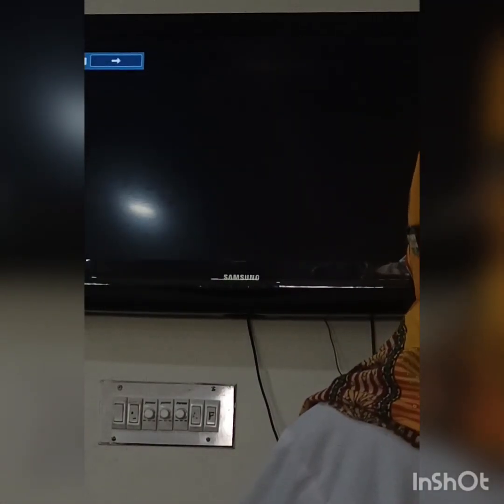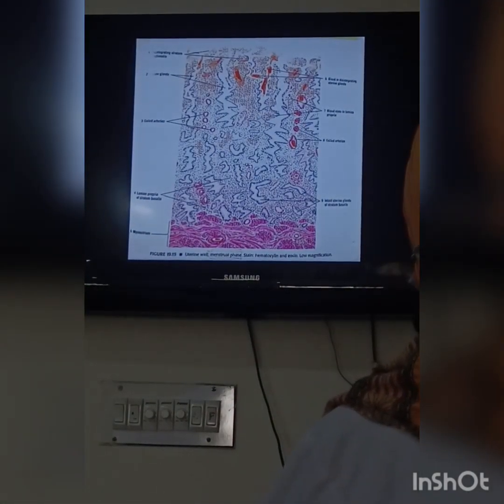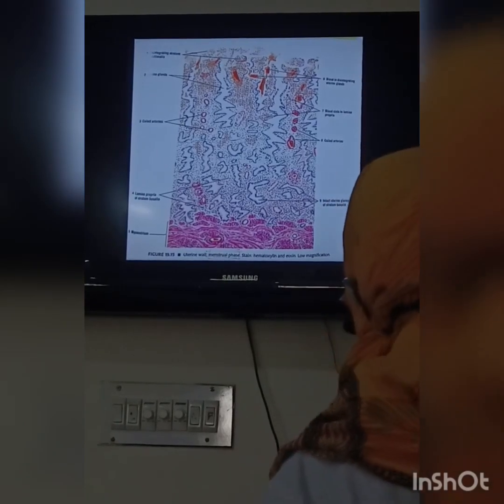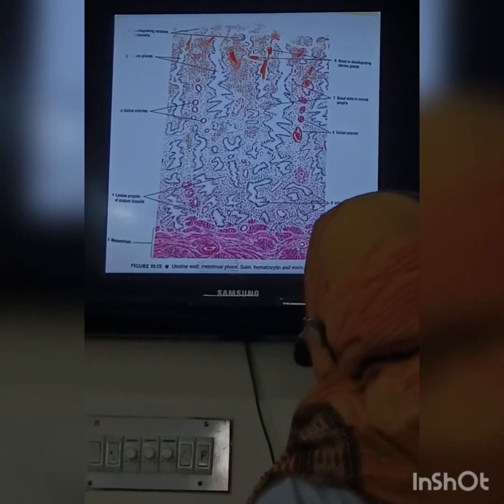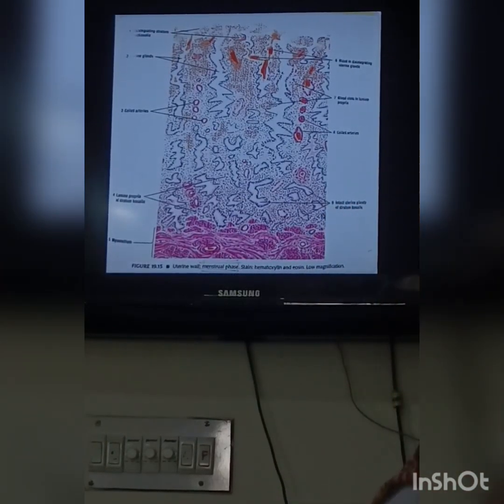So let's find some other pictures. Yeah, this is the phase which is a waning phase. You can see that the glands are being torn out and there is spill out of the endometrial tissue.